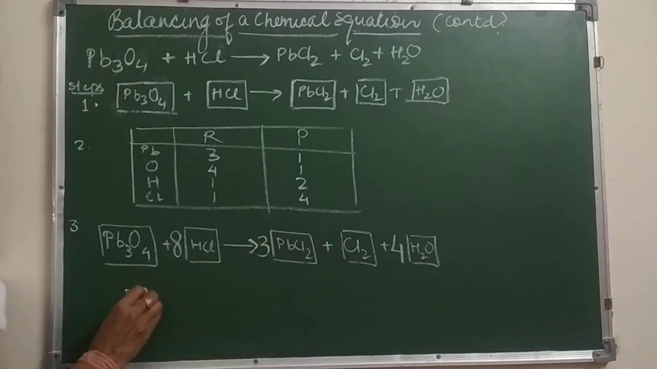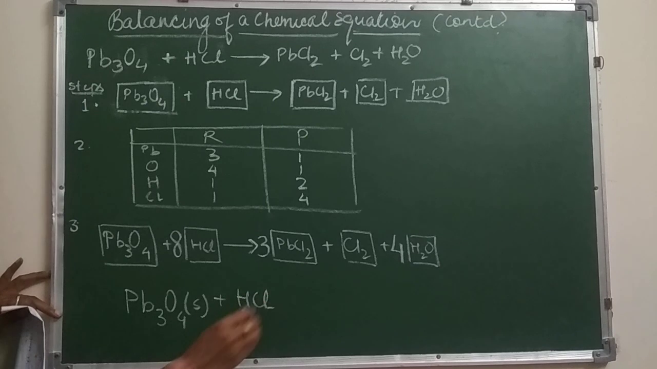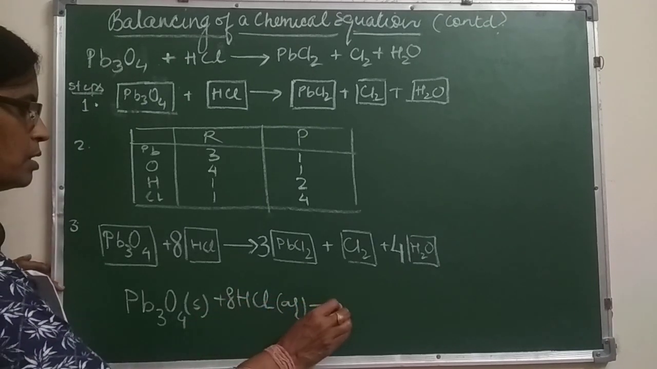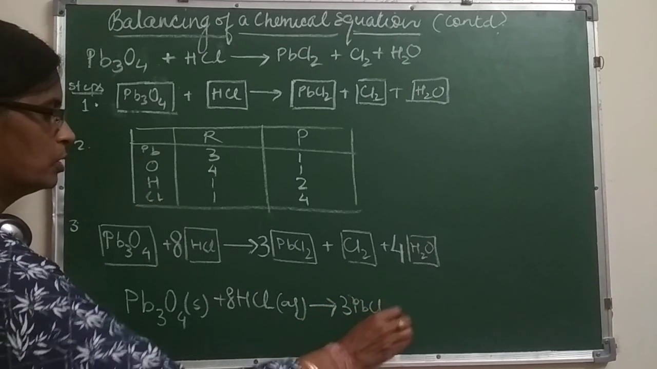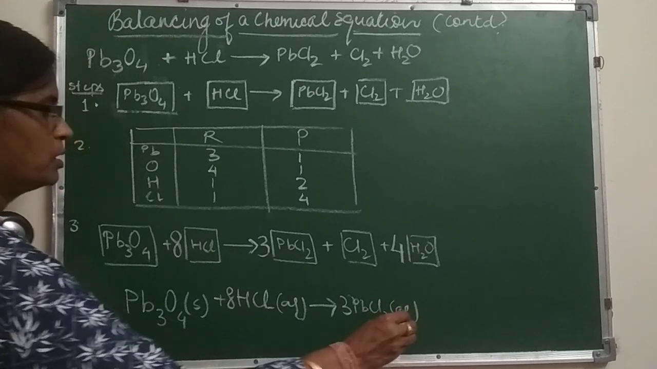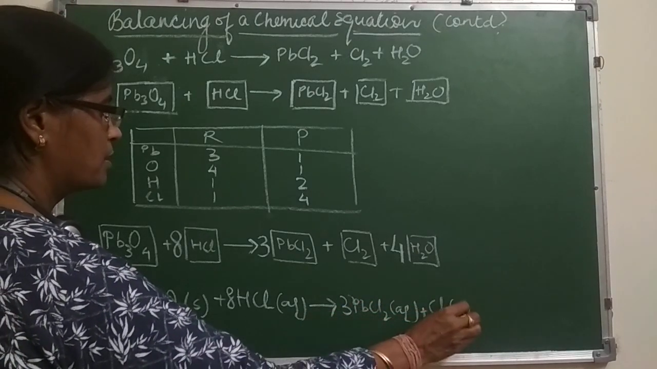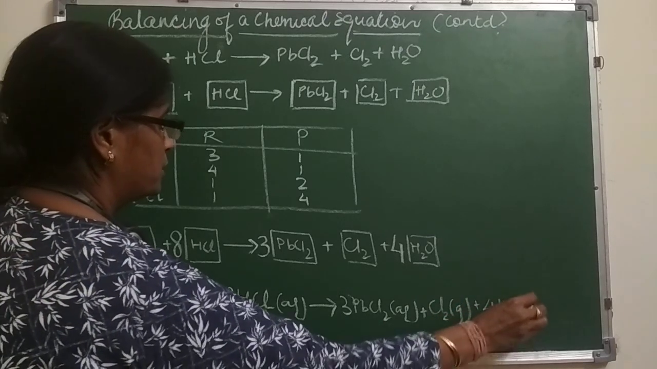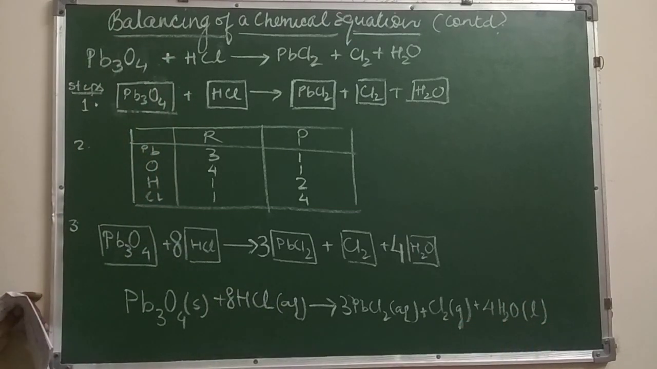The final answer will be Pb3O4, it is solid, plus 8 HCl, it can be written as aqueous. You get lead chloride solution, PbCl2, that is also aqueous, plus Cl2 gas, plus 4H2O, that is liquid. So this is the equation.